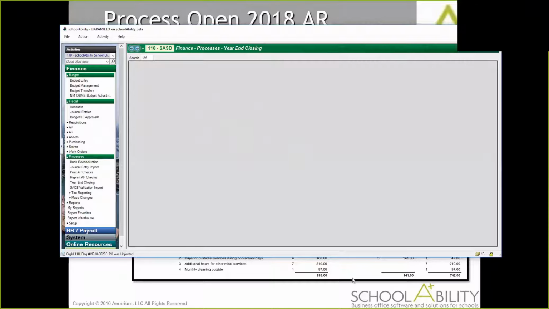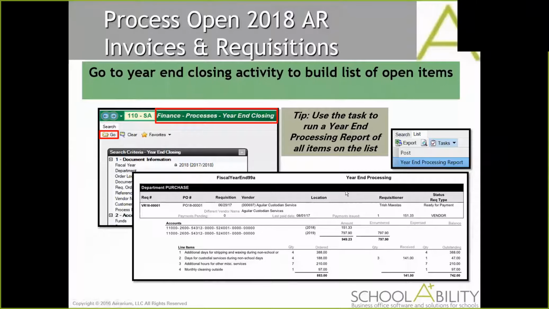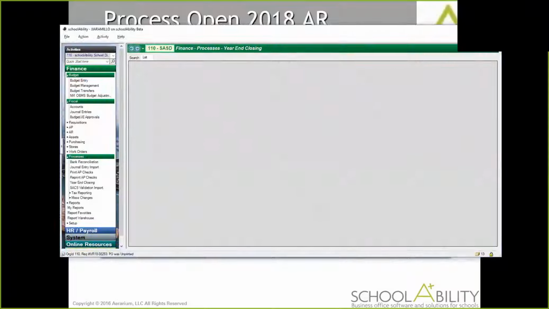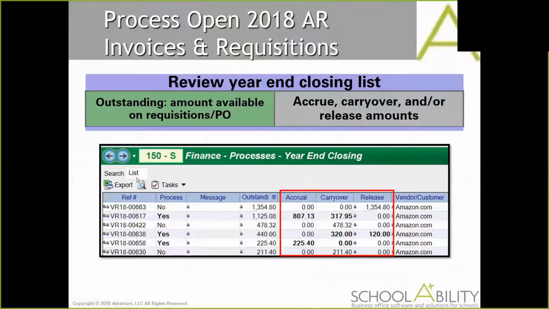While that's generating, there's also a report that you can generate, which is this one here, fiscal year end 99. This report will identify all these open documents and give you more descriptive information so you know if this item needs to be closed or what action to take on that particular document. So it's still generating. So what will happen is the list will appear as such, and then you're going to have some columns here that identify, do you want it to accrue, do you want it to carry over, or do you want it to release?